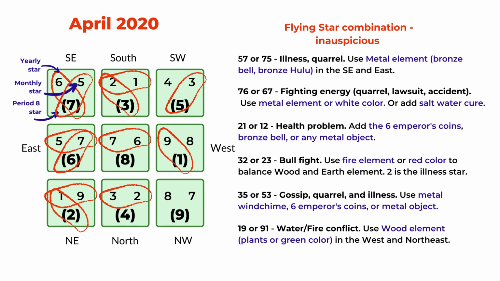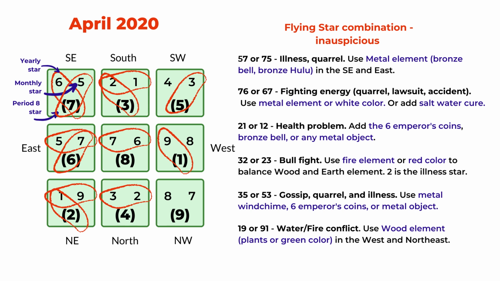The next one is the north. It has a 3-2 combination. So that's the same as a 2-3 combination in the south. The 3-2 combination indicates bullfight. And we can use the fire element or the red color to balance out the wood and earth element.